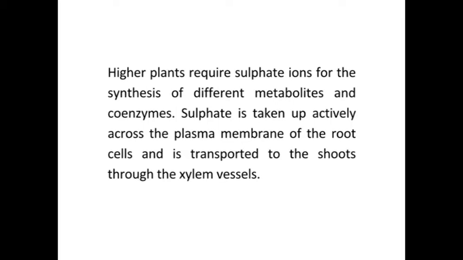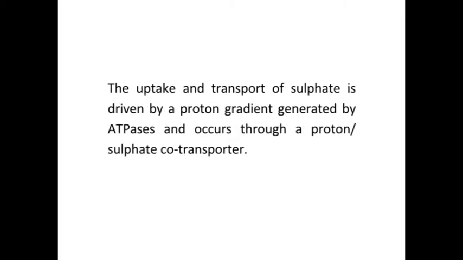Sulfate is taken up actively across the plasma membrane of the root cells and is transported to the shoots through the xylem vessels. The uptake and transport of sulfate is driven by a proton gradient generated by ATPases and occurs through a proton or sulfate cotransporter. The transported sulfate is unloaded in the chloroplast of shoot, where it is reduced, or it is stored in the vacuole.